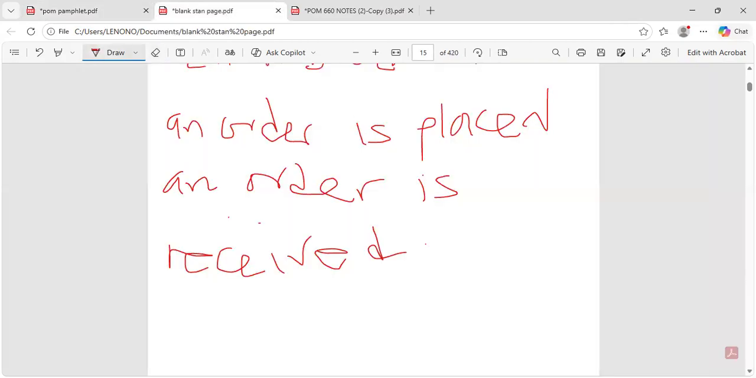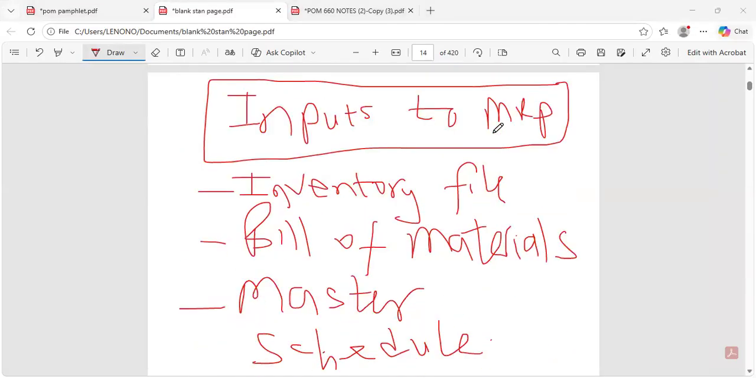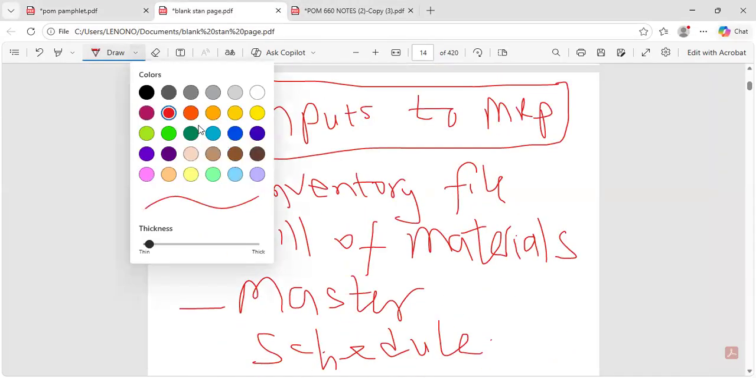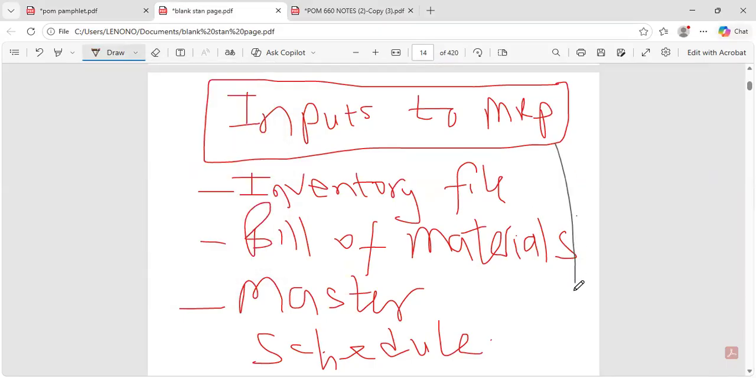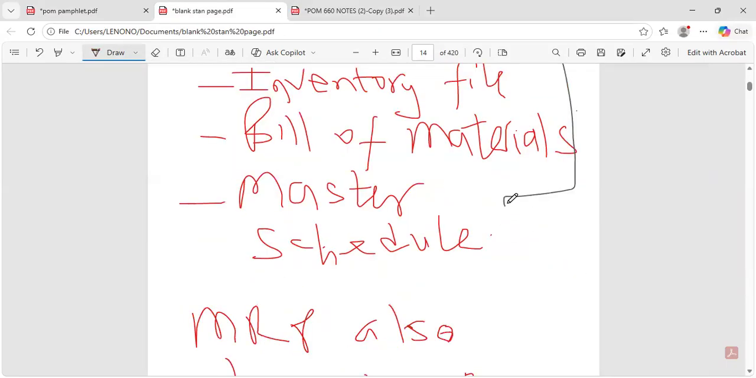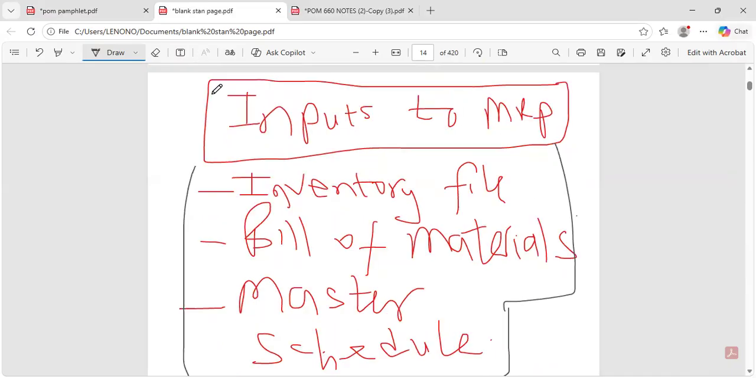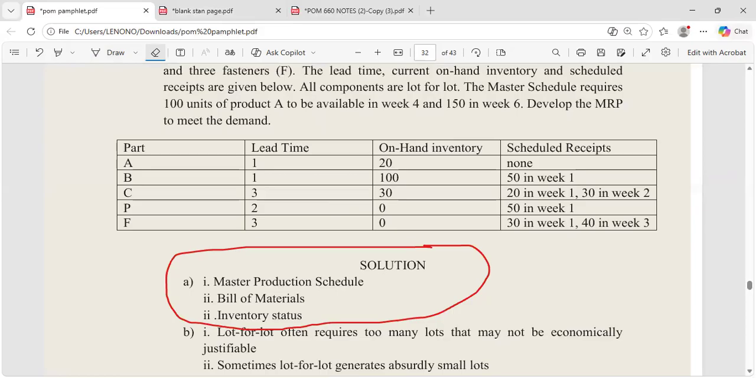They actually even mentioned about this area. I think so. These ones. I don't know if you can see. You're able to see this one? Yes, we are. Alright. So these are inputs to MRP. So inventory file, bill of material, master schedule. That answers the first part of the question.